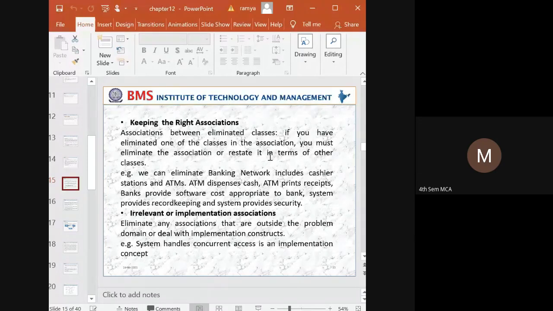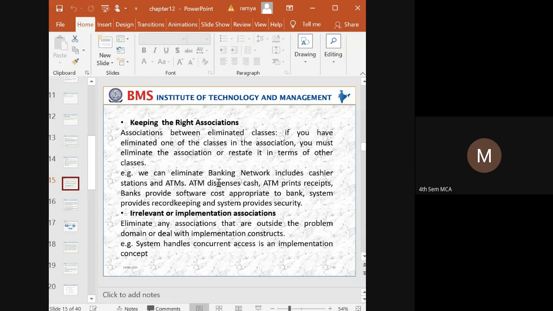So how do we do that? Here is an example. We can eliminate the banking network. Banking network is a class which includes a cashier station and an ATM. So what will the ATM do? ATM will dispense cash and ATM will print the receipt. So we have receipt as a class and cash as a class. Those two classes we are trying to eliminate.